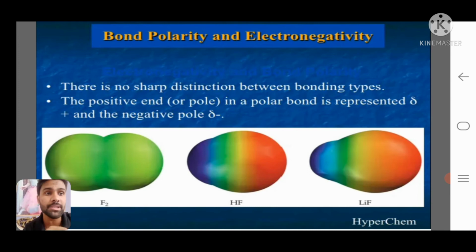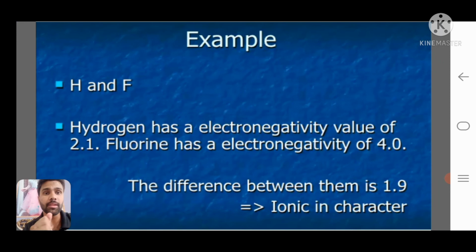There is no sharp distinction between the bonding types. Consider F2, HF and LiF. Li is a metal. Hydrogen is also an electropositive element. Fluorine is an electronegative element. F2 has the same electronegativity values, that's why this is non-polar. For example, in HF, hydrogen has an electronegativity value of 2.1 and fluorine has 4.0. The difference is 1.9. This is the ionic character.